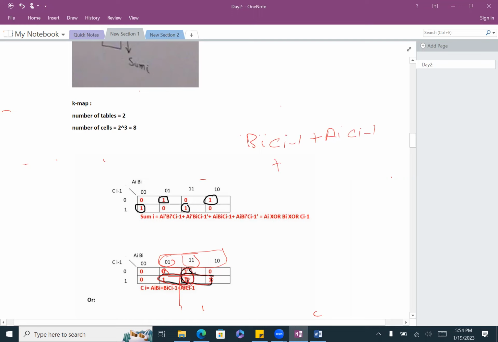Then OR this one here, sorry, this one. What's the equation for that? 1, 1, because I'm taking the whole column. So it's going to be A_i, B_i, and can we take the C_i there? No, because now C_i, if you see, changes, it's not common. So that's the equation. So how many ANDs and ORs? 2 ORs and 3 ANDs, and it's only 2-bit input.